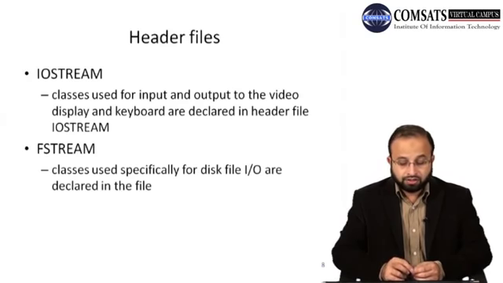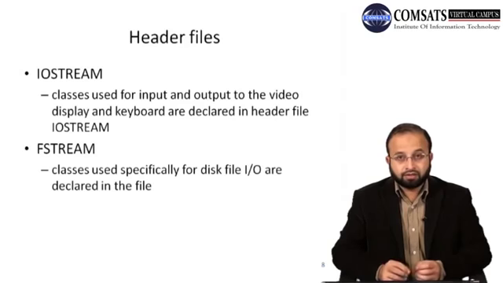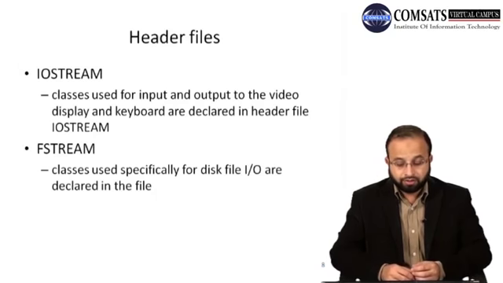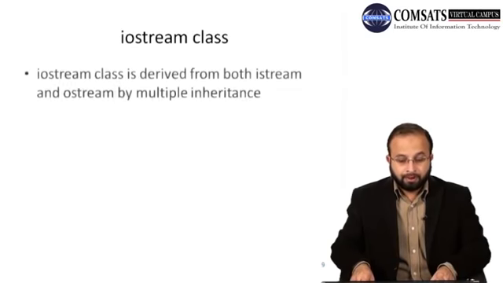Now fstream. The fstream classes are used specifically for disk file operations, and they are declared in a file. That is, if you are performing an IO operation with a file, then you have to use the fstream classes, right? So using the object of the fstream class, you can perform either a read or write operation from or to the file.